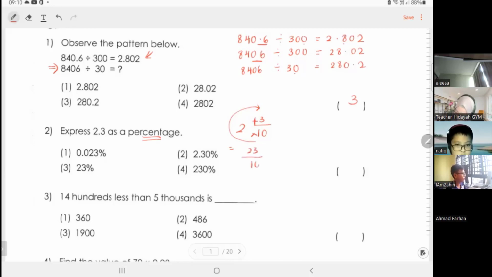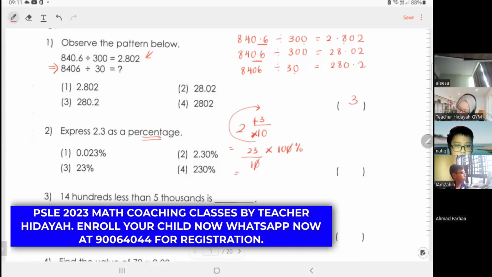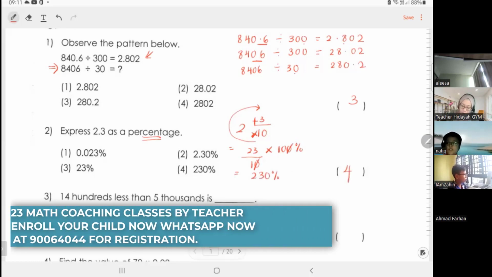Equals to, you do this way, 10 times 2 plus 3, 23 over 10 times 100. This is better. If you use decimal, you might forget to times your 100 again. Okay, percent equals to, you cancel, 230%. Answer is number 4.